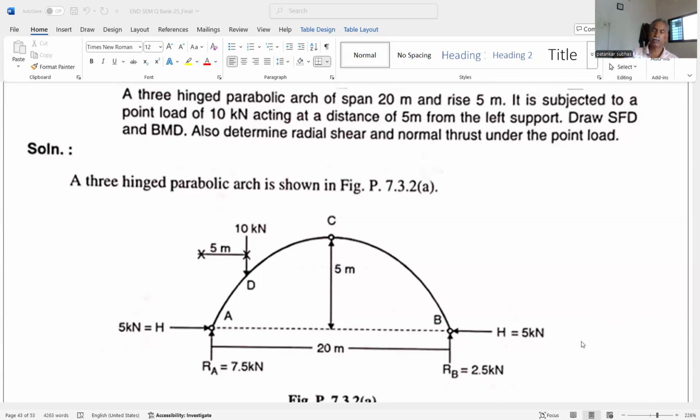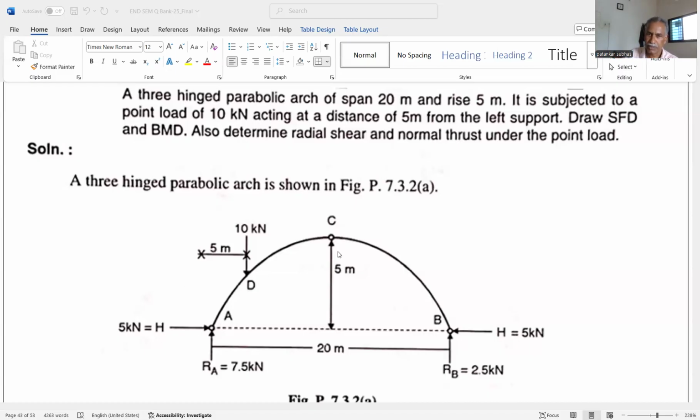This is the first stage. That means we can draw the free body diagram for the arch, then apply the three equilibrium equations and find out the values of HA, HB, or we can say H, the horizontal thrust, and RA and RB. Second part, we can break the arch at point C and consider either the left portion in equilibrium or the right portion in equilibrium to find the horizontal thrust H, because H is at present unknown. We have just written HA is equal to HB is equal to H.